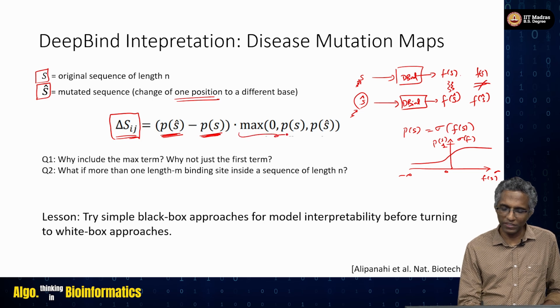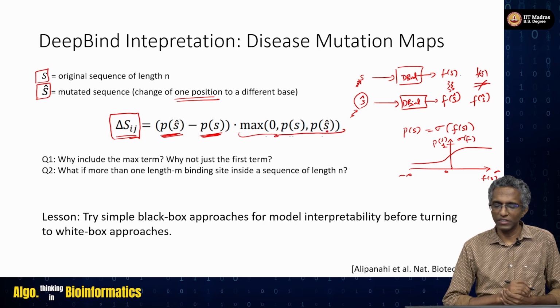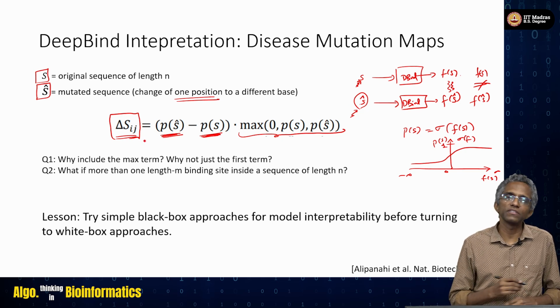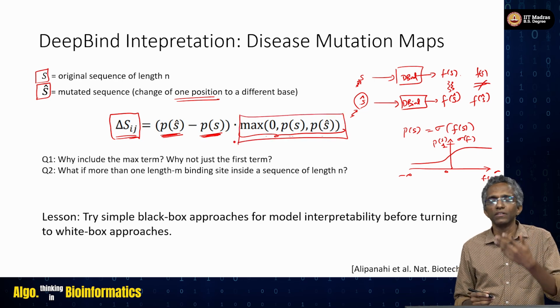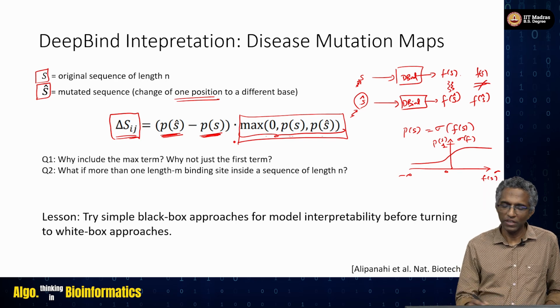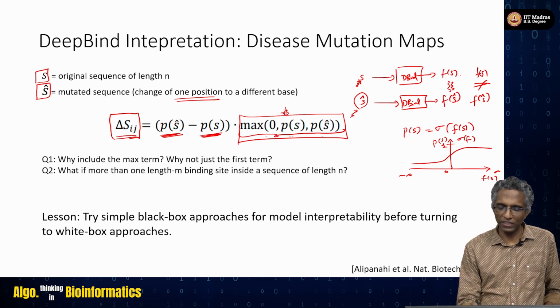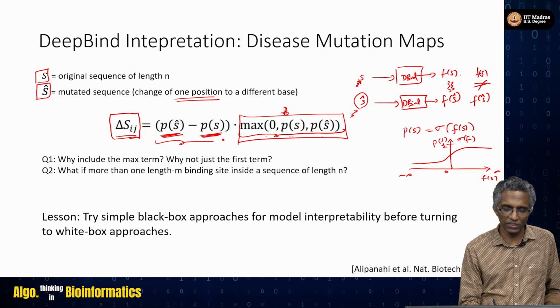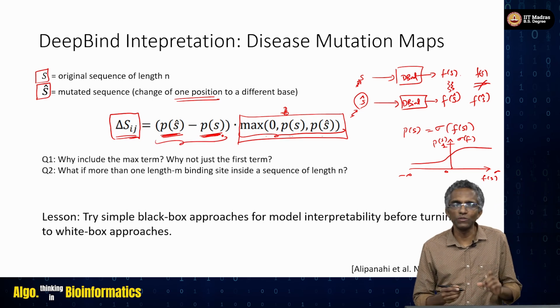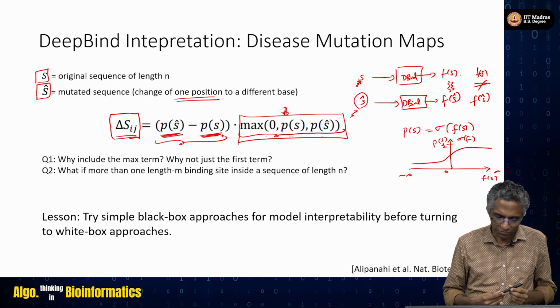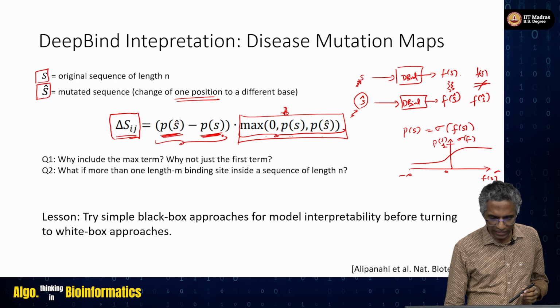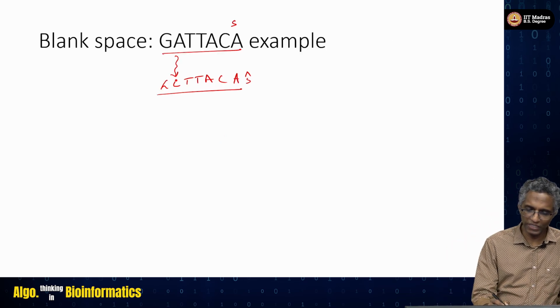And then you have this term, maximum of 0, p of s, p of s hat. This is just to make sure that if neither of the two sequences binds, then we are not interested in this delta score. If at least one of them binds at a reasonable probability to the target protein, then you give it more weight, that is what this max does. Then you look at the delta of the probabilities of the sequence S hat binding to the protein minus the sequence S binding to the protein.